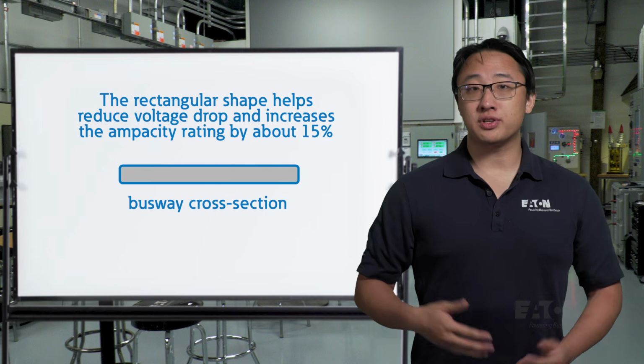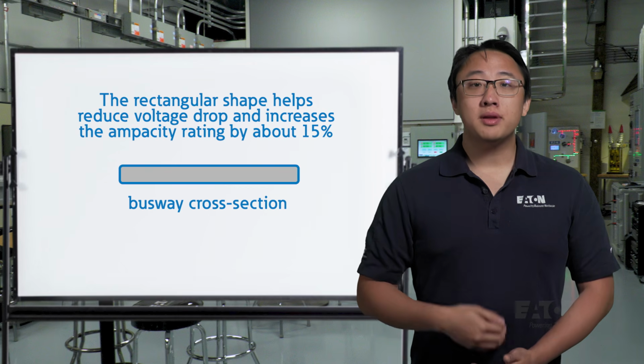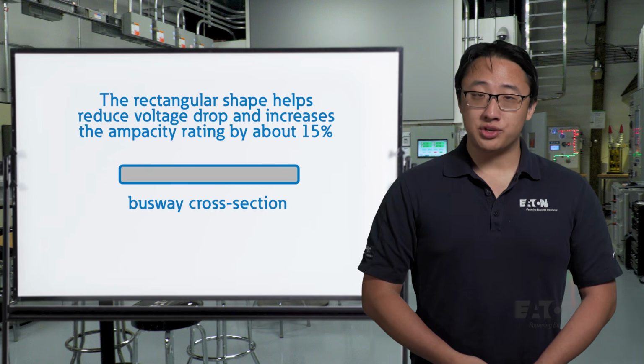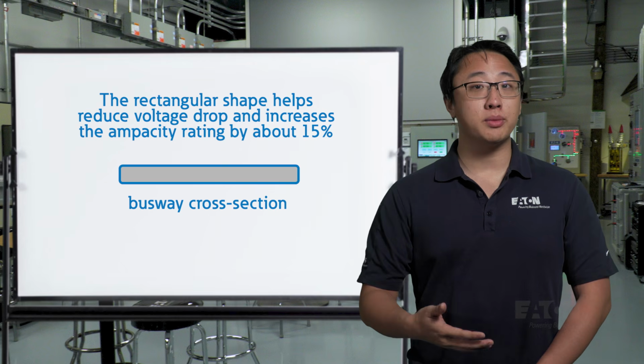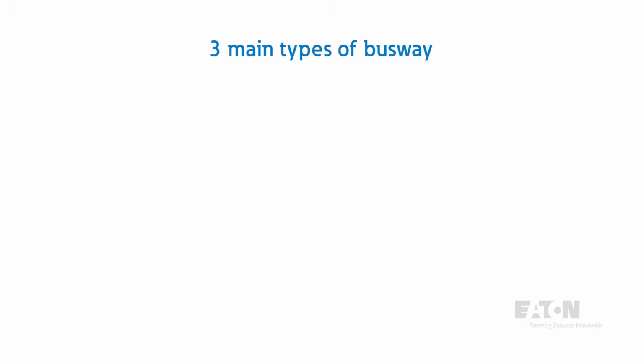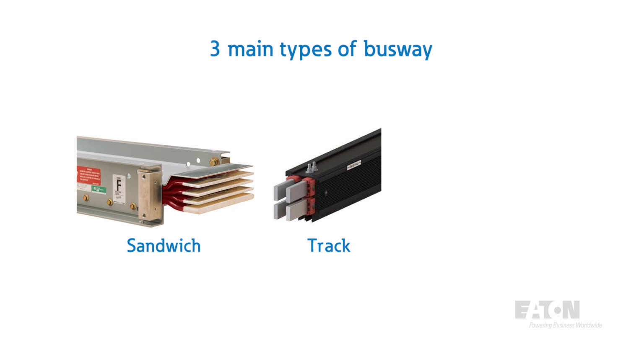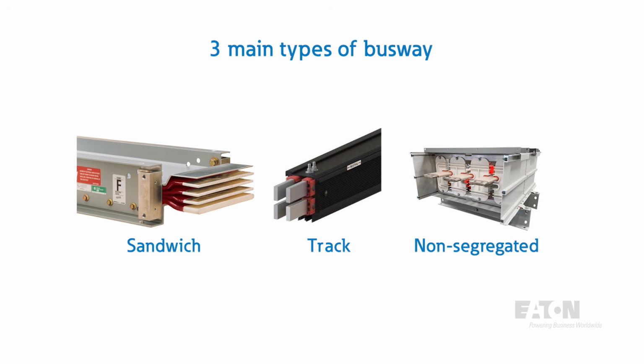Now, all busway will work the same way electrically, but it might come in different forms depending on the application. Each type has its own connections and options that optimize it for one environment over another. There are three main types: sandwich, track, and non-segregated phase bus.